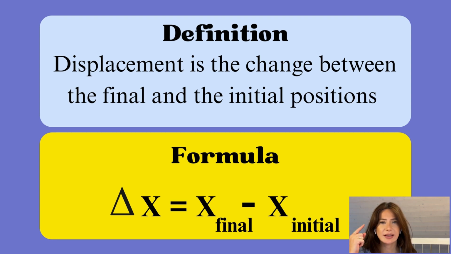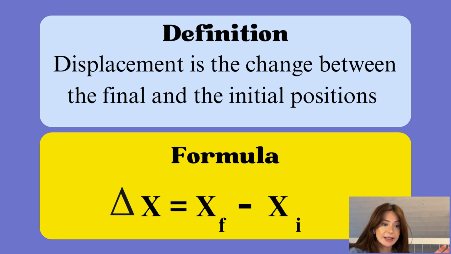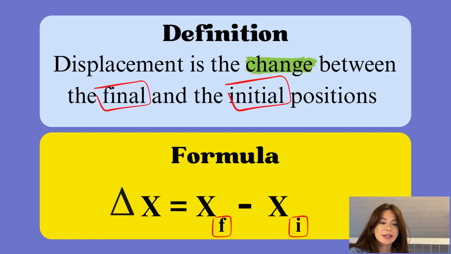Anytime you hear the word position, you know that you need the x-axis. Displacement is change. Delta denotes change always. Change in position equals final position minus initial position, right? That's pretty straightforward. So I'm going to highlight that displacement is change, and it is final minus initial. A lot of the times when you're actually solving problems, you may confuse that, but always tell yourself which one is final.